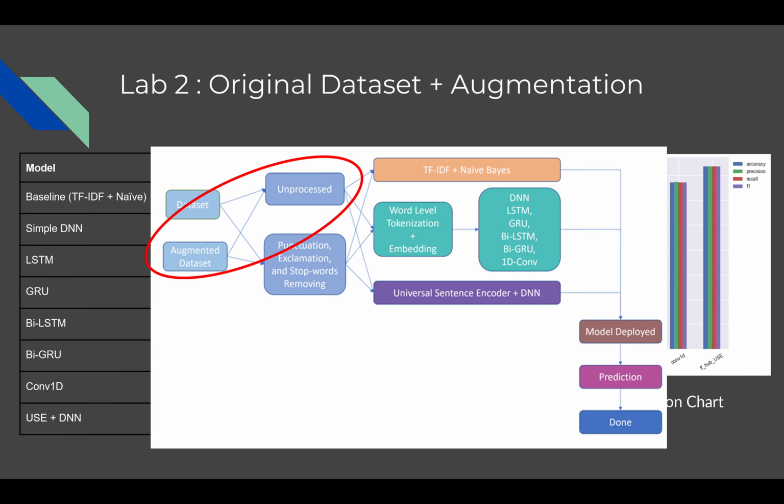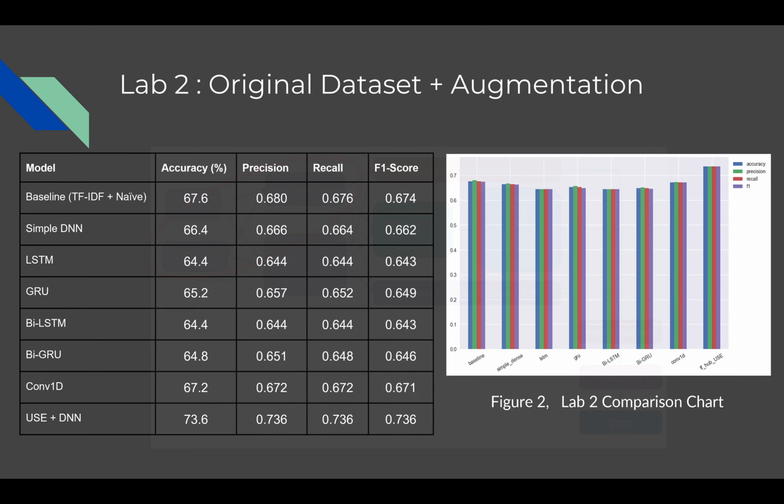In Lab 2, the dataset now has the original content and the augmentation. Comparing the results with Lab 1, it is clear that the overall accuracy has decreased, especially for bidirectional LSTM, which dropped from 71.5% to 64.4%. Since almost every algorithm's performance was affected, I personally attribute the decline to the augmentation.